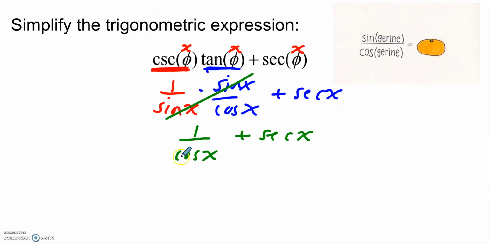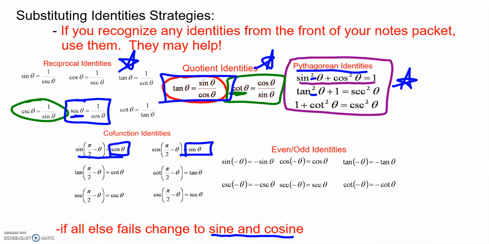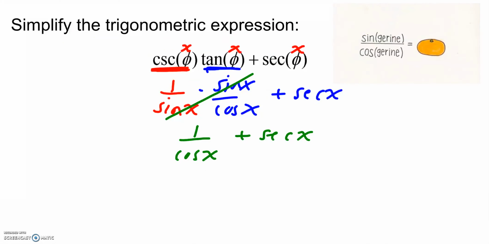These reciprocal identities, I'm sure you've noticed, have come in handy so many times. I have 1 over cosine of x. 1 over cosine of x is really the same as secant of x, or secant of theta. So I can replace this with secant of theta, or x, plus another secant of x. So that means that my answer is just 2 of them, 2 secant of x.